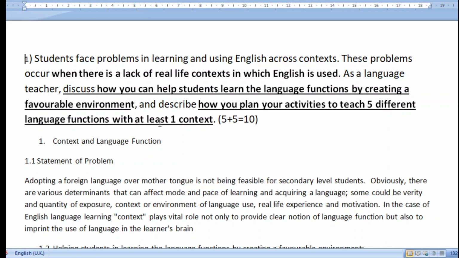That means you have to render a classroom situation that you are going to handle, and in that classroom you have to teach the what? Language functions with favorable or suitable environment or context. So that context should include at least five language functions. Oh, that is the case.